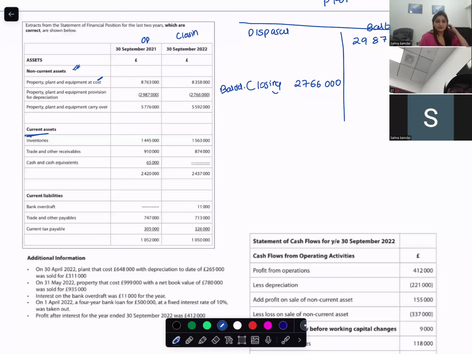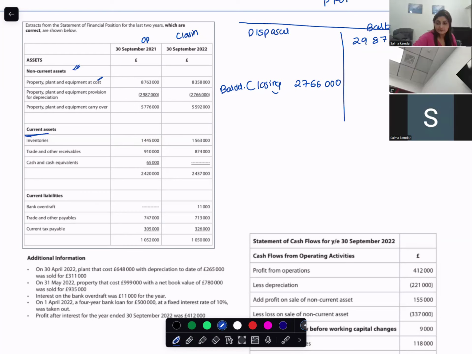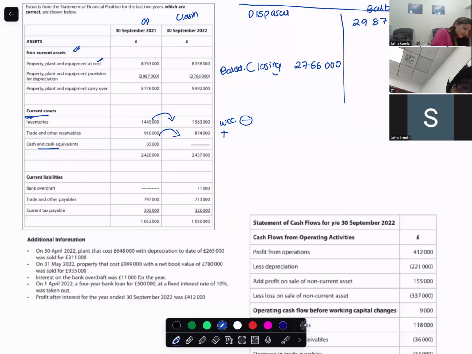Current assets is what section when you're doing the marking? This one comes under working capital changes. Okay, come on, tell me the working capital changes. If assets increase, they get subtracted, and if liabilities get increased, they get added. This is decrease. Trade receivables are decreased, that means we will add. Decreasing, so it is added. Trade and other payables has decreased, so you will subtract it.